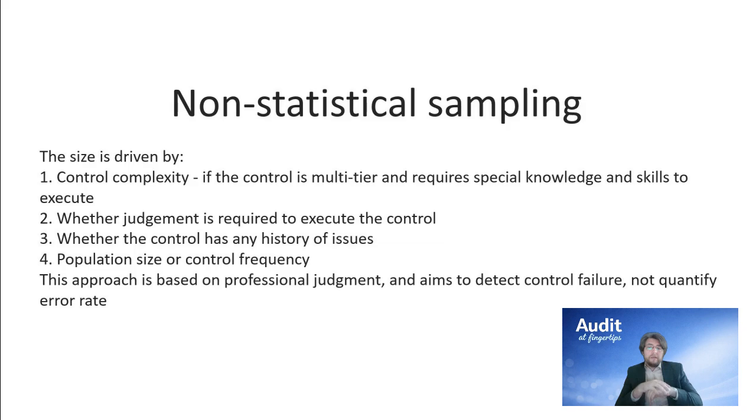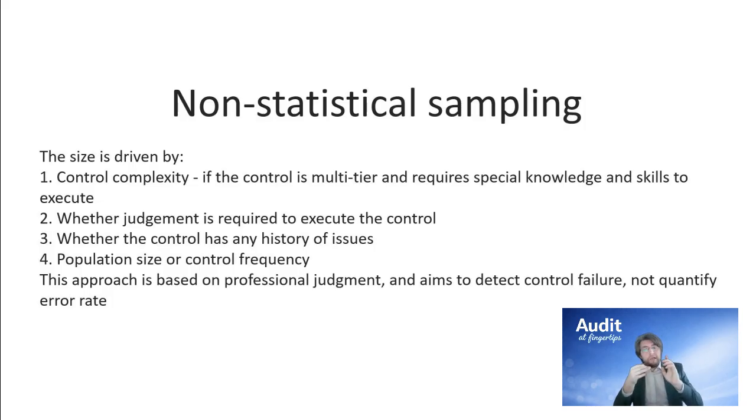So the first one is actually the complexity of the controls. If the control is straightforward and easy to understand, easy to execute, you probably think about a smaller sample, right? If the control is complex to execute, so there is more room for errors, you probably think about higher risk associated with the sampling, and maybe you need to sample more.